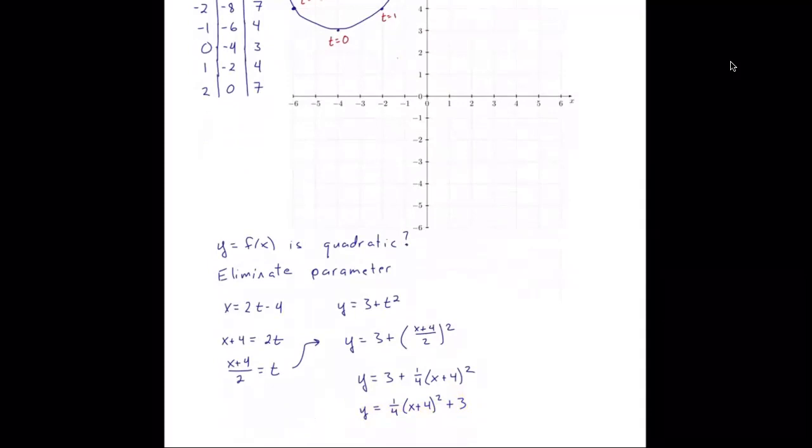You might do this eliminate the parameter method concurrently or simultaneously with attempting to graph the function. Or you might graph it first, eliminate the parameter, find this equation, and then correct your graph up here. So these are sort of interchangeable processes.